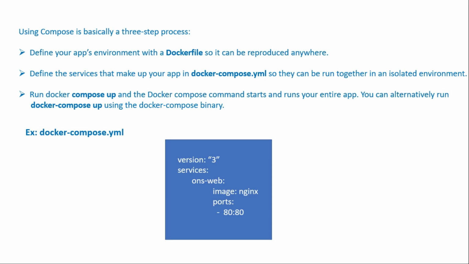Here we have the latest version 3, so we are going to use version 3, and we have to create services, and we are giving the name of our Docker container. So we are giving the name docker-ons-web. After that we have to use image, which image we have to use: nginx, and the port number we have to enable. The first port number belongs to our physical server port, which will be bound to your container port number, which is 80.